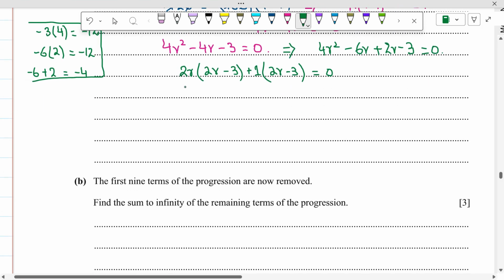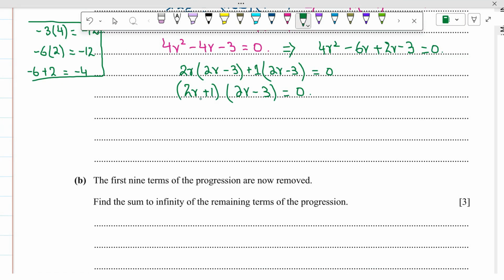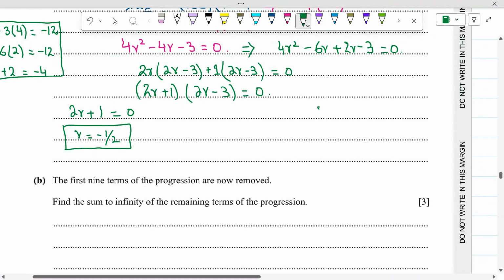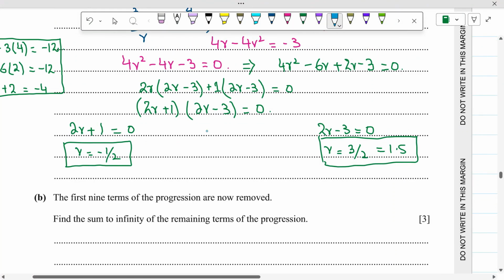Further solving, we will have two factors, which is 2R plus 1 times 2R minus 3 equal to 0. Equating each factor with 0, we will have 2R plus 1 equal to 0, and in this case R is equal to negative 1 over 2. On the other side, 2R minus 3 equal to 0, so R is equal to 3 over 2, which is equal to 1.5. We have two values of R.